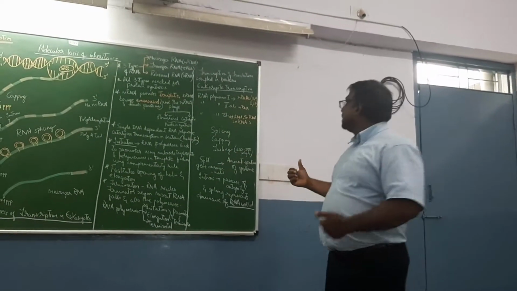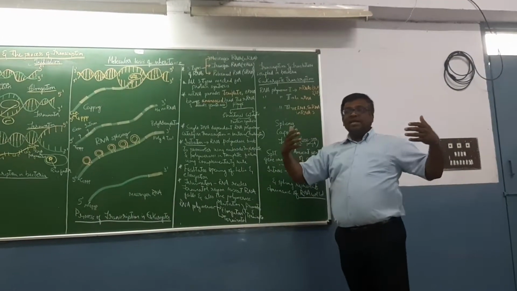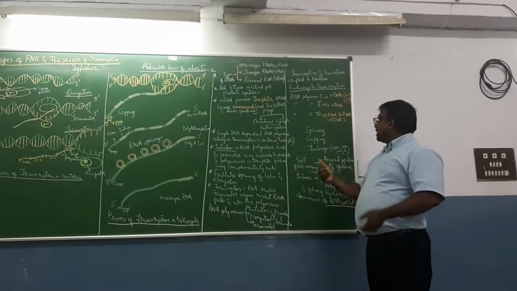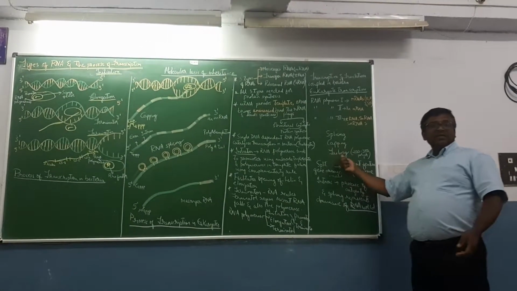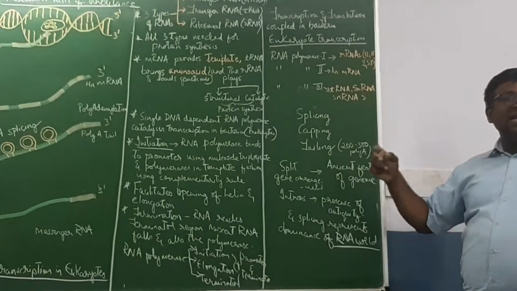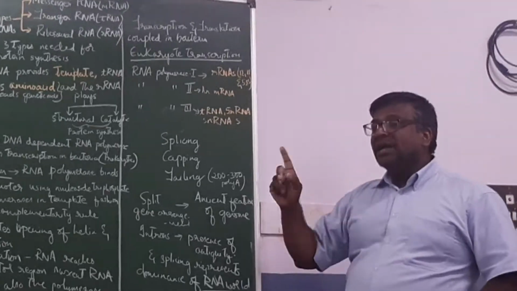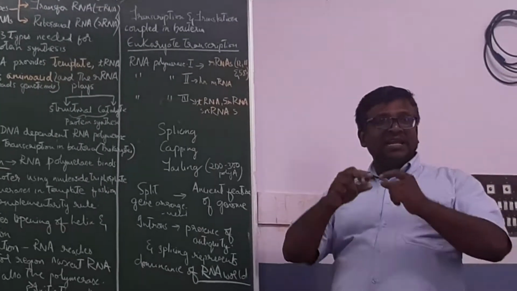This much you need to know. So there is RNA splicing where introns are removed and exons are joined. Then there is the capping process. Then tailing, polyadenylation. In the tail region many adenines will be there. We call it polyadenine. The tail has 200 to 300 adenines.